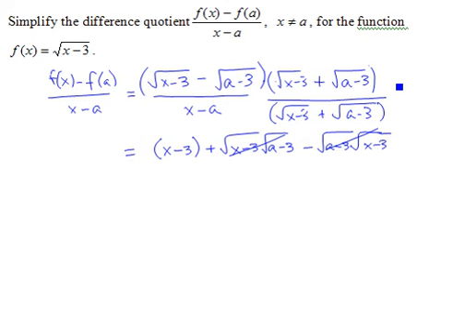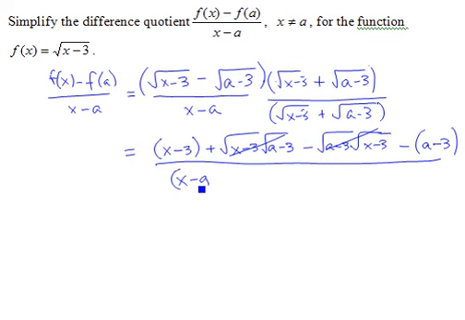Now, to finish this off, we've just done first times first, and then we did first times last and last times first. Now we need to do the last two terms, and like the first term that we wrote down, this is going to simplify to just a negative a minus 3. Again, we're squaring the square root when we do that. All that is divided by x minus a times the square root of x minus 3 plus the square root of a minus 3. Notice I'm not multiplying that through because my goal is to eventually cancel that x minus a out.